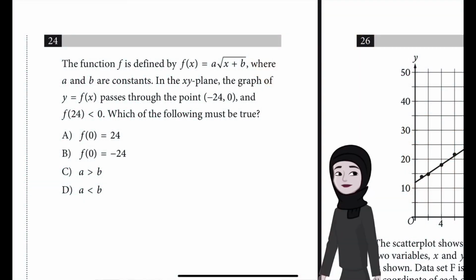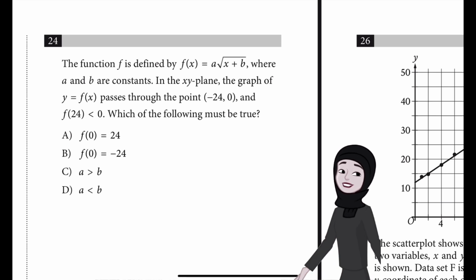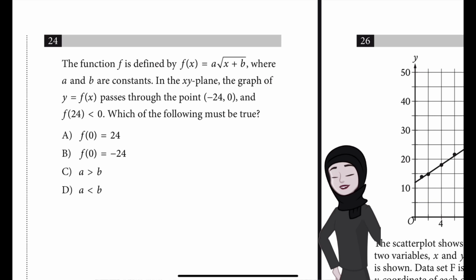Question number 24. The function f is defined by f of x is equal to a times square root of x plus b, where a and b are constants. In the xy plane, the graph of y is equal to f of x passes through the point negative 24, 0 and f of 24 is less than 0. So, which of the following must be true?